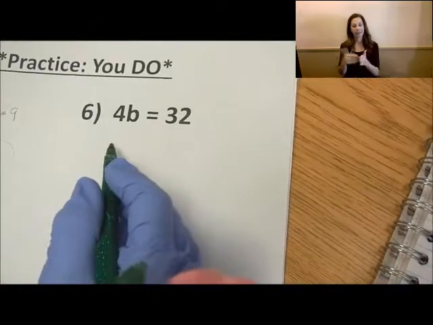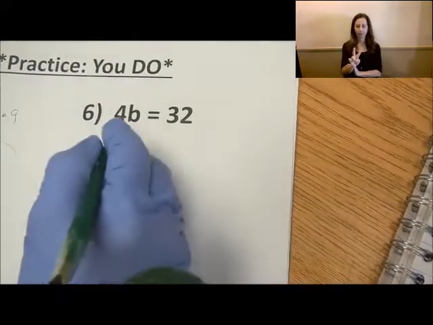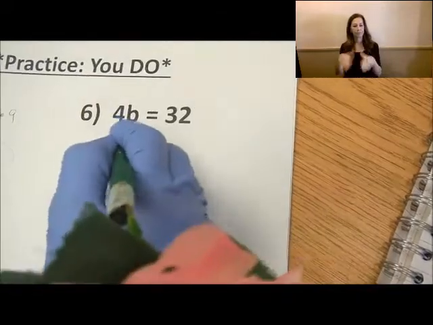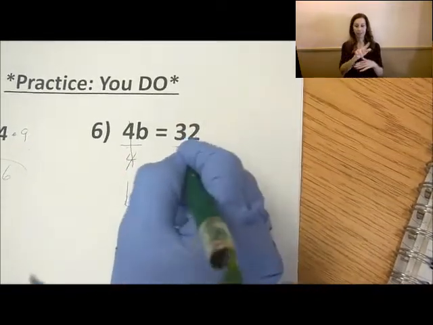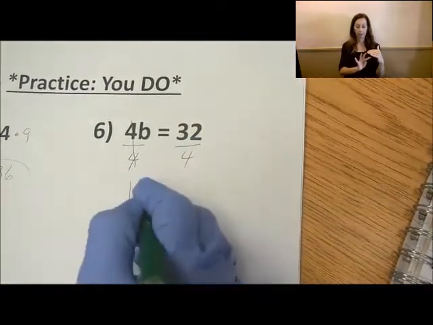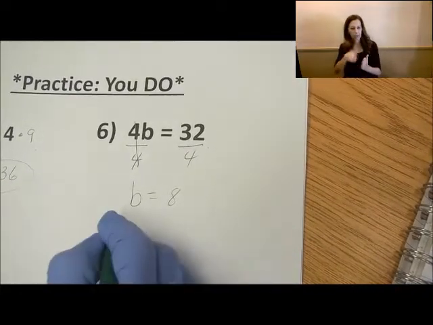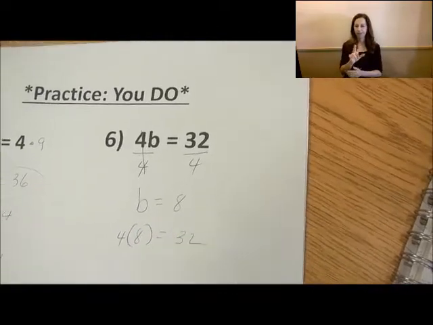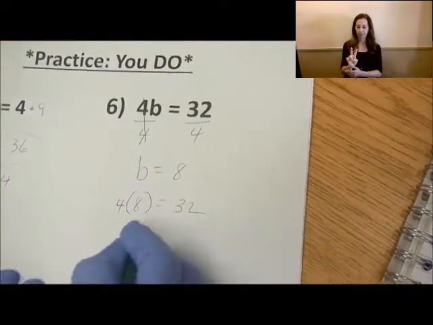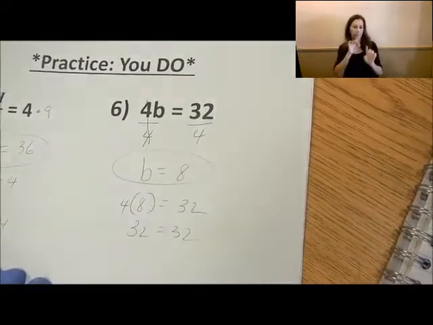Now we're back to multiplication. So we've got 4b equals 32. So we're going to divide by 4. Cancel, so we have b. And we're going to divide 32 by 4. b equals 8. So now let's make sure 4 times 8 equals 32. 4 8s are 32 equals 32. So our solution is correct.